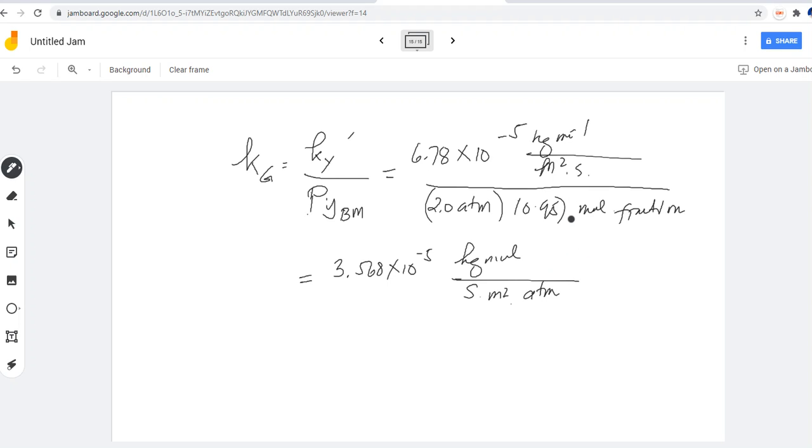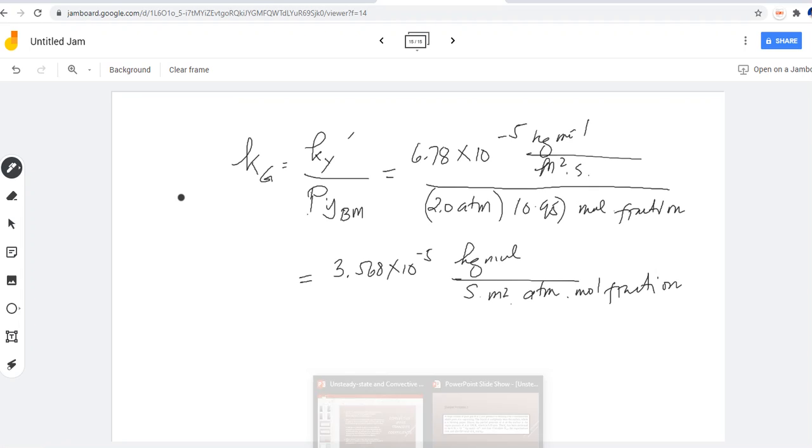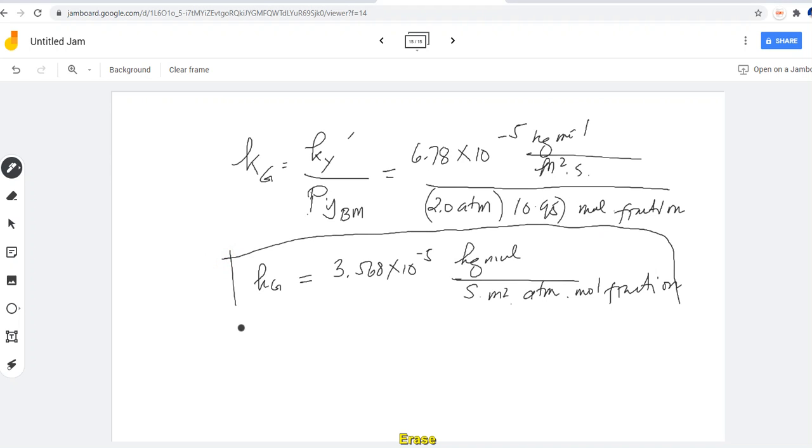Let's see if in the table our set of units will be agreeing with this. So this will be kilogram mole per second per meter squared per mole fraction for K sub G, to check whether there's really a typo error in the set of units for K sub Y prime. So let's go to our table. I will write down here K sub G, and this is one of the unknowns that we have determined already.